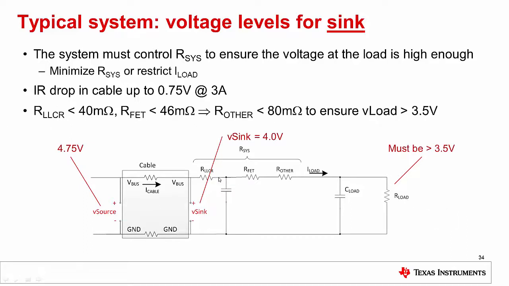So we look at these different resistances on the sink side. The FETs could be 46 milliohms. The mating resistance with the plug and the receptacle may be 40 milliohms. So that means that we need to make sure that all the other resistances are less than 80 milliohms. And that way we'll make sure that the voltage seen at the load is high enough.